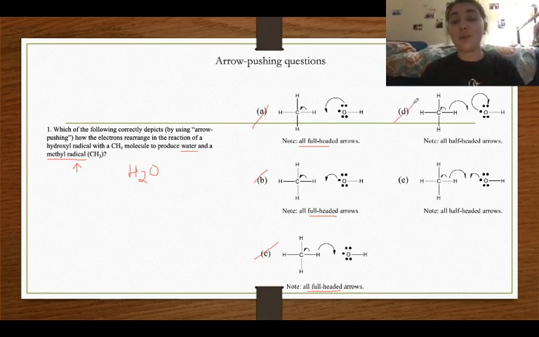So this is very wrong because, again, a bond needs 2 electrons. And I now see 2 electrons forming a bond here. And that's what we want. So that is why E is the correct answer.